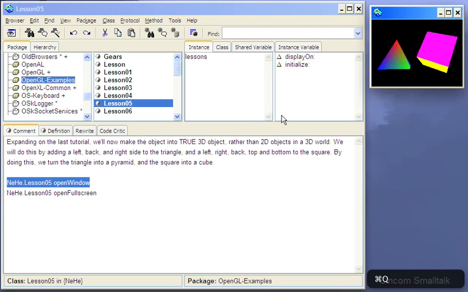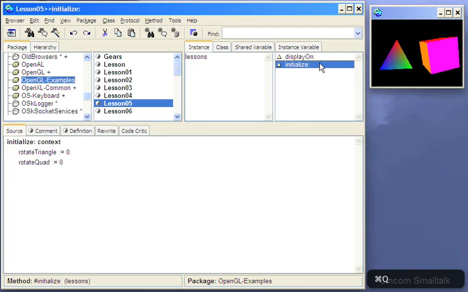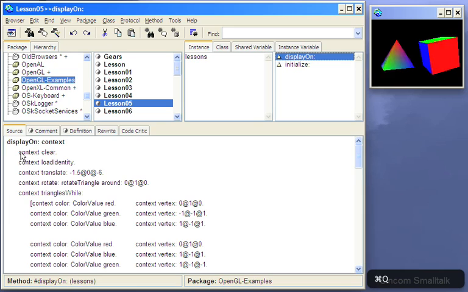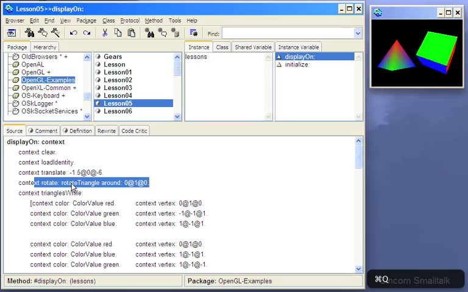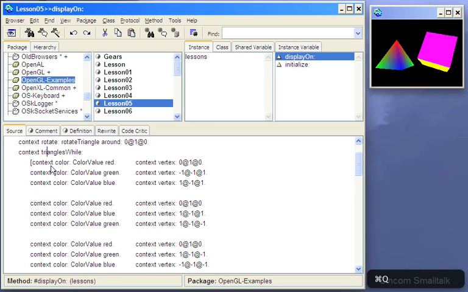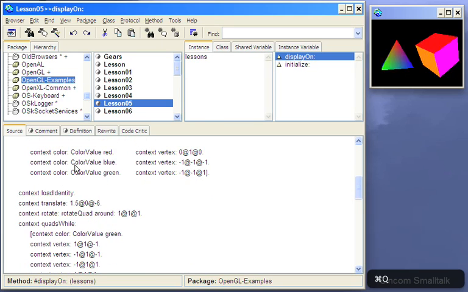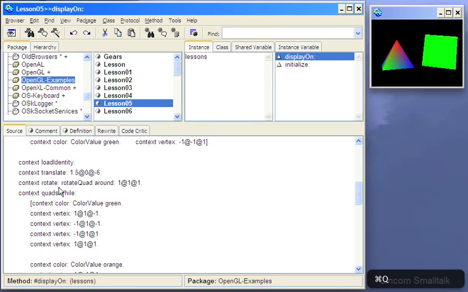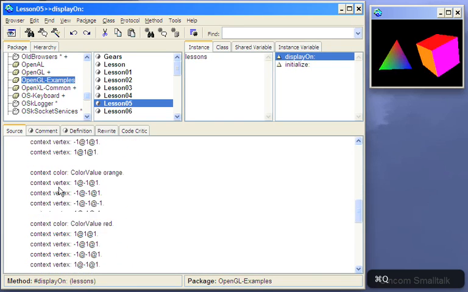This is the real power of Smalltalk here. Now the initialize method on this lesson just sets up the rotation for the triangle and the quad. When we display, we clear the screen, load the identity matrix, move back a bit, rotate by the rotation of the triangle, then draw the triangle with colors. So we go red and we draw a vertex, green, draw a vertex, and we do this for the 4 sides of the triangle. Then we repeat for the quad, so this gives us the cube.